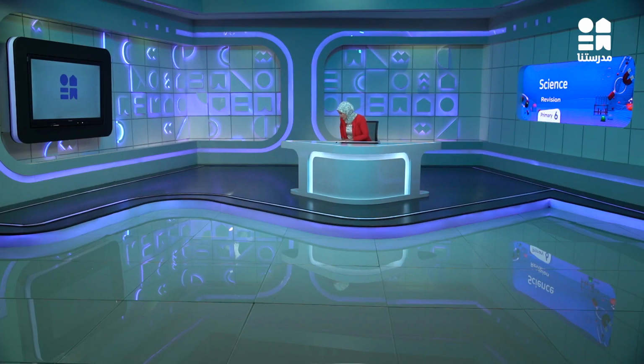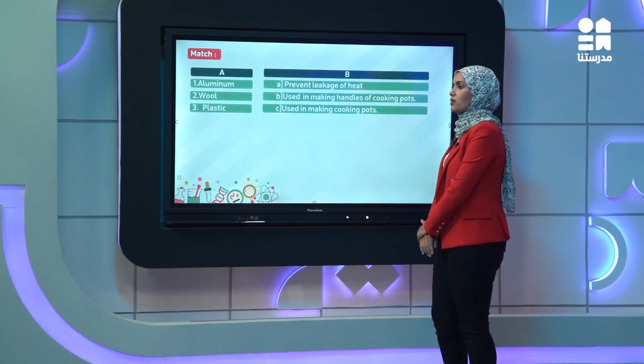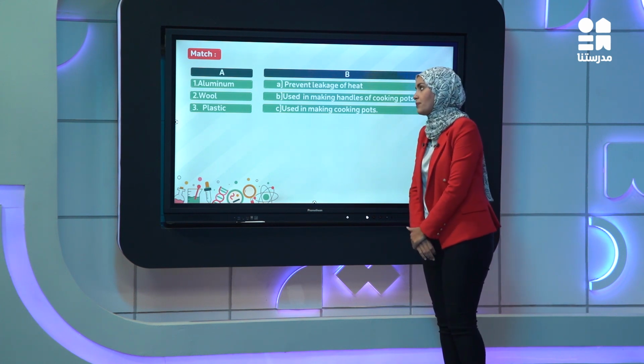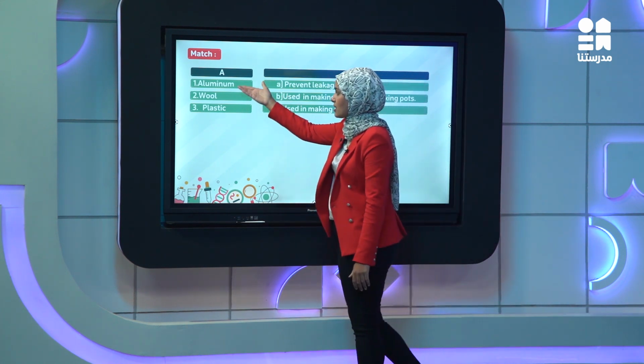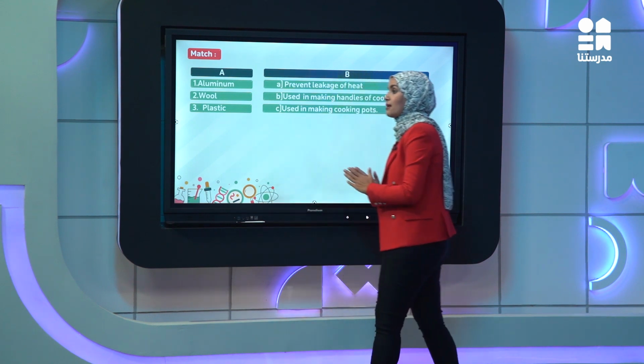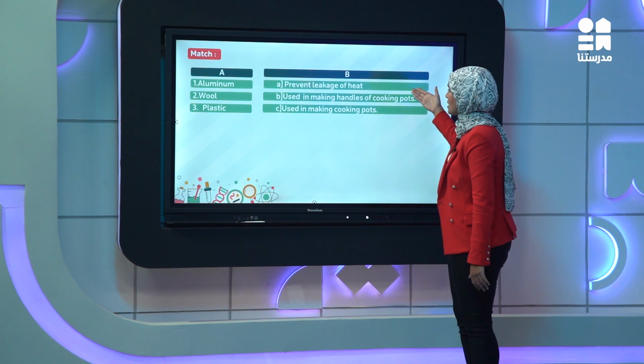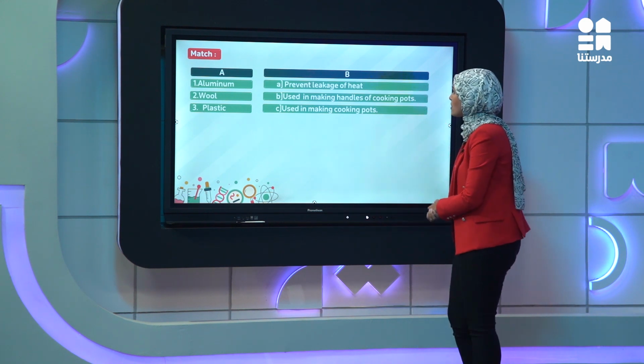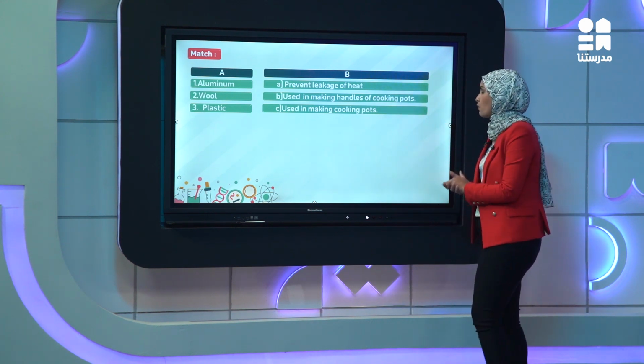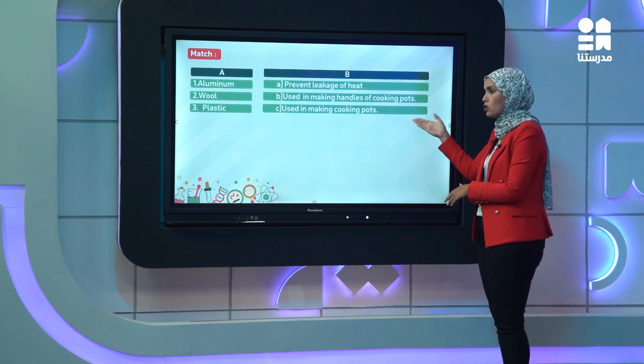Let's answer some of the matching questions. Let's answer this matching question. Match from column A what suits it from column B. First in column A I have aluminium, wool, plastic. Always remember in matching to read the whole table before you start solving. Column B: prevents leakage of heat, used in making handles of cooking pots, used in making cooking pots.